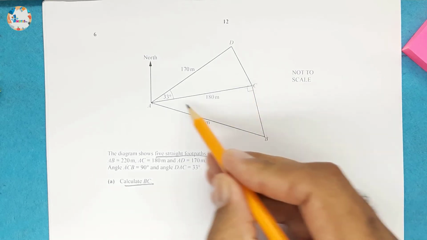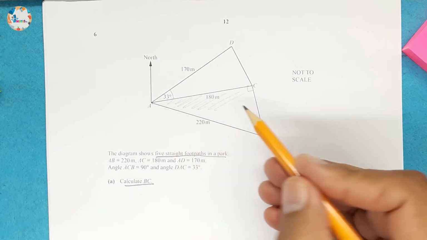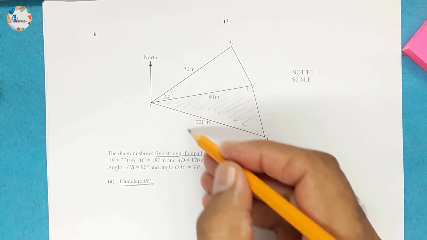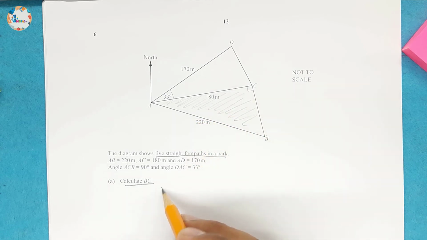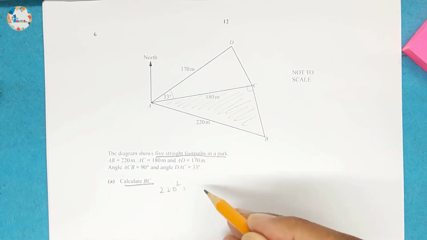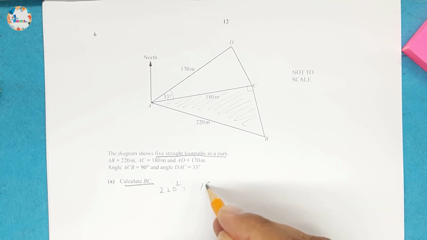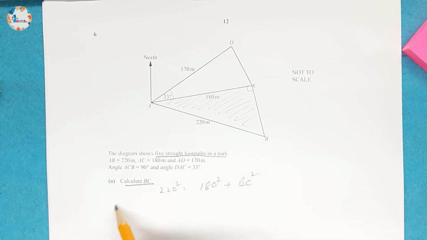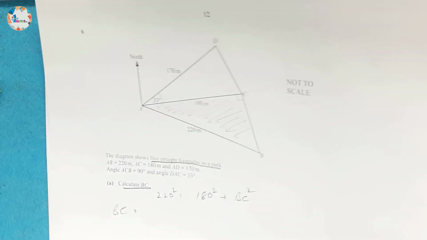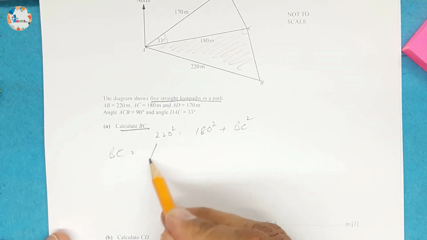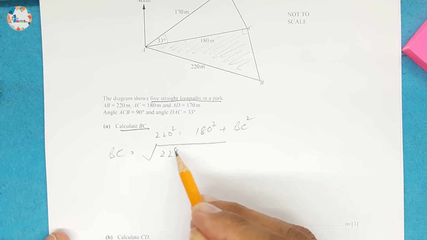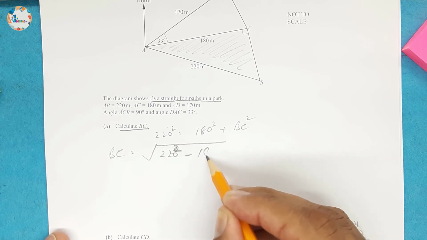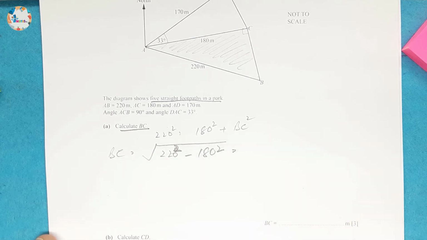So this is a right angle triangle. We can apply Pythagoras theorem on this right angle triangle, and this will be the hypotenuse squared. So 220 squared is equal to AC squared, which is 180 squared, plus BC squared. So we can write BC will be equal to root of 220 squared minus 180 squared, and we can calculate this.